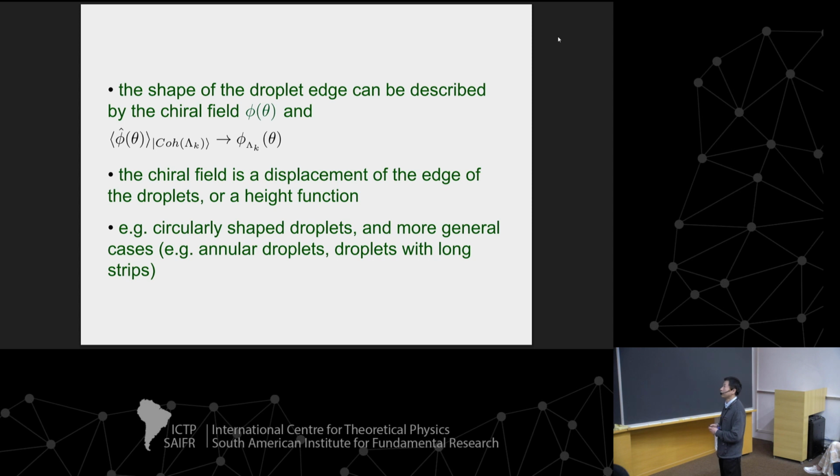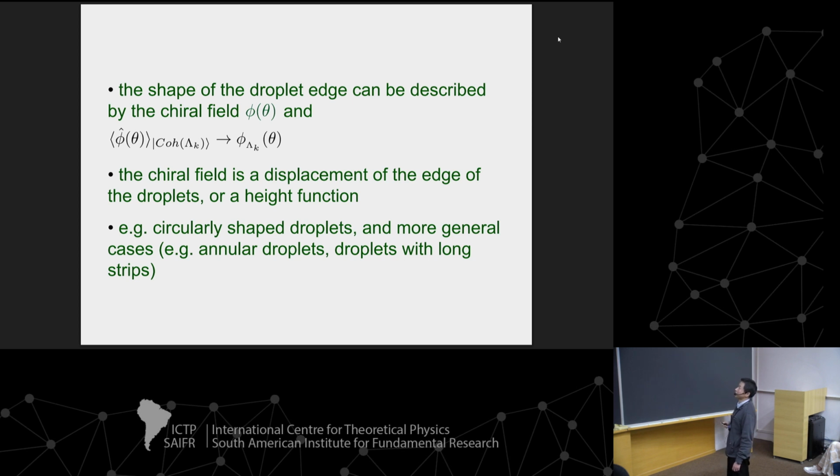For example, we can consider circularly shaped droplets, and theta parameterizes the edge of the droplet. This coherent state distorts the droplet edge. We can also consider more general cases, for example, multiple annuli. In that case, there are multiple edges of the droplet, and on each edge, one can consider this type of coherent state.